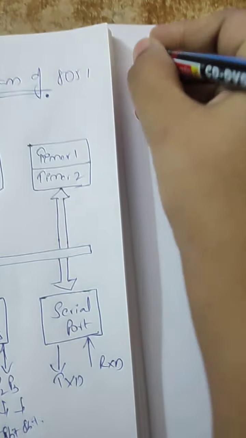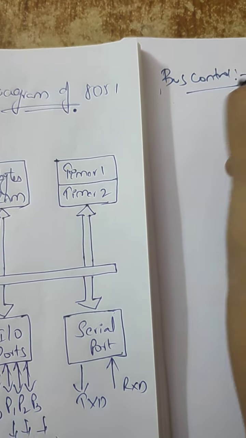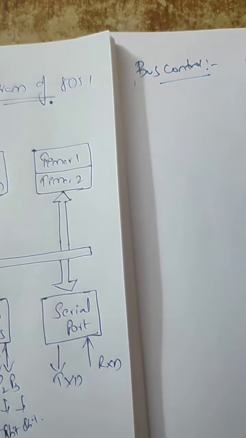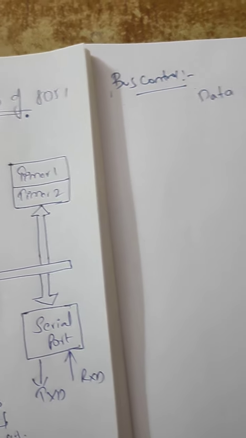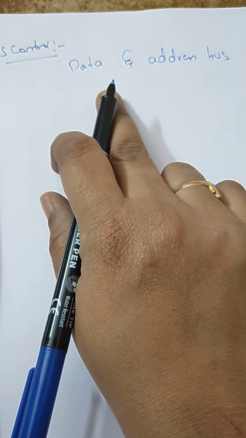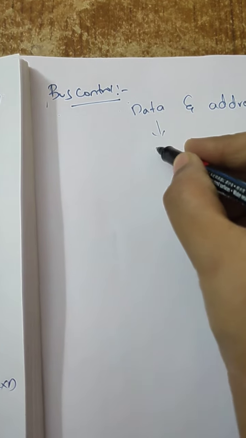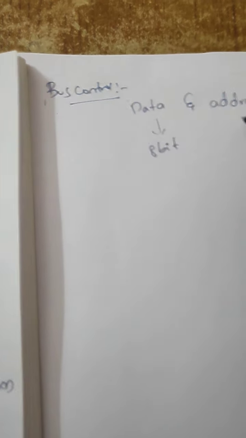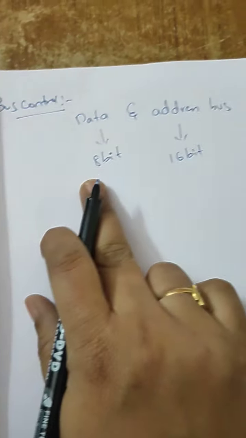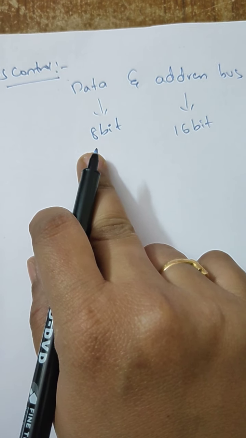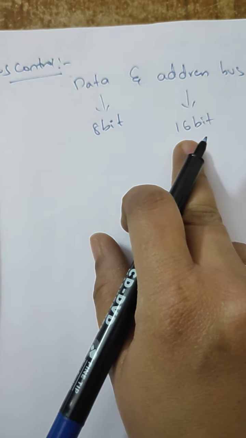So first is the bus control. This bus control consists of two buses, that is the data bus and the address bus. So in 8051 we have two bus controllers, the data bus and the address bus. The data bus consists of 8 bits of data, whereas the address bus is 16 bits. So the information content for the registers, everything for the data bus is 8-bit and for the address it is 16-bit.